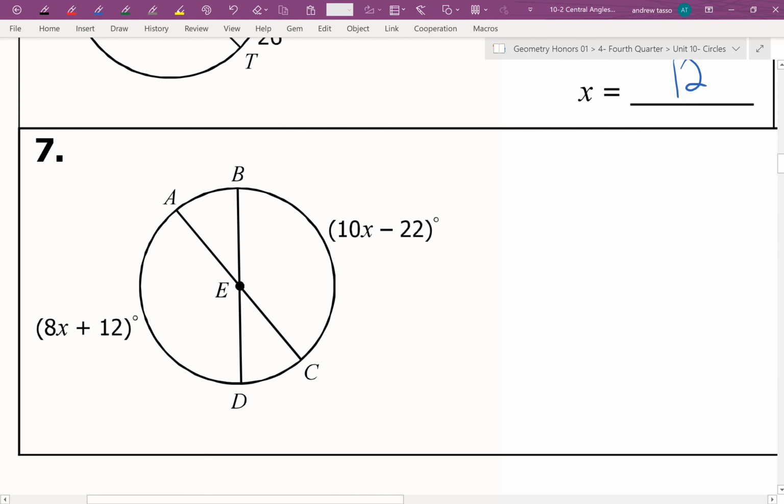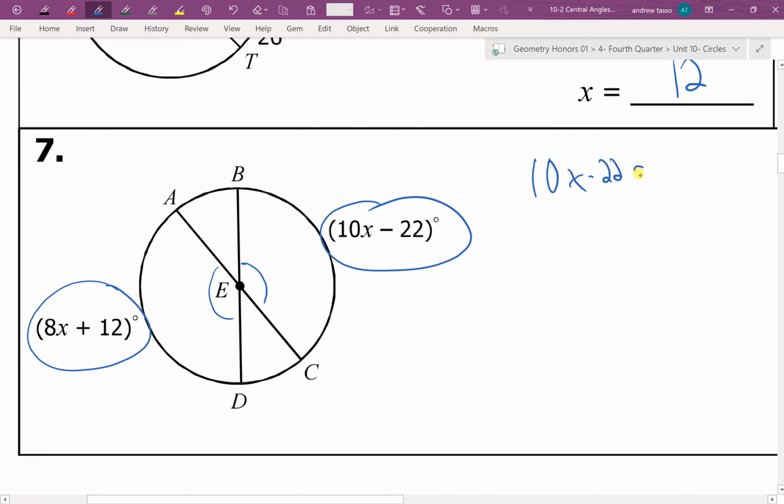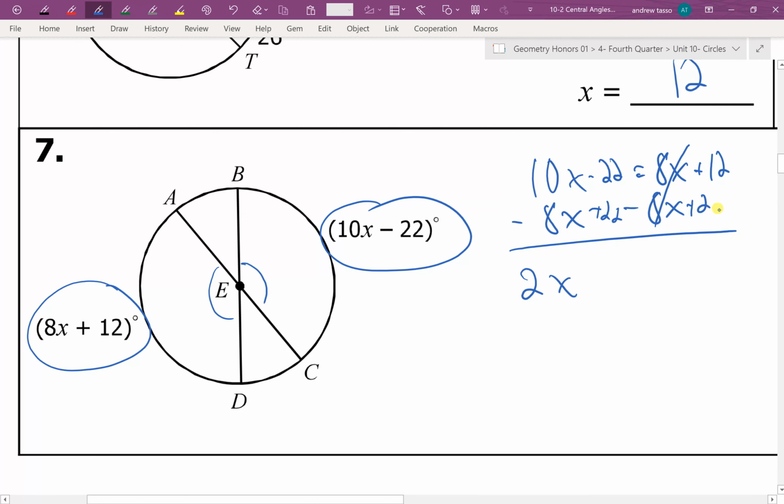Okay, for this one, here we have a situation where these are opposite from each other. So in this case, these are equal. Okay, so we set them equal and we solve for x. Subtracting 8x, adding 22, and dividing by 2. So we get x equals 17.